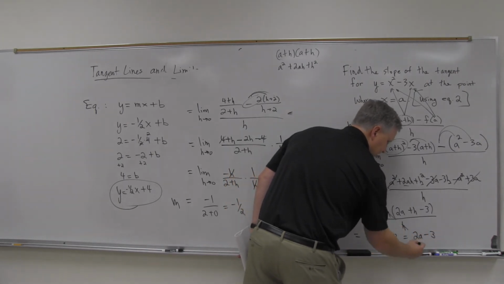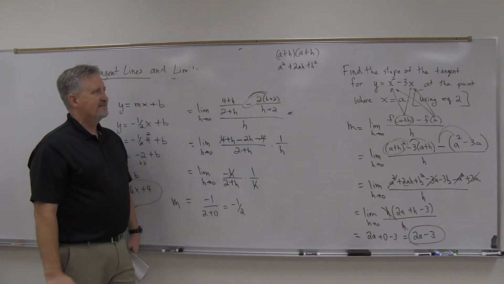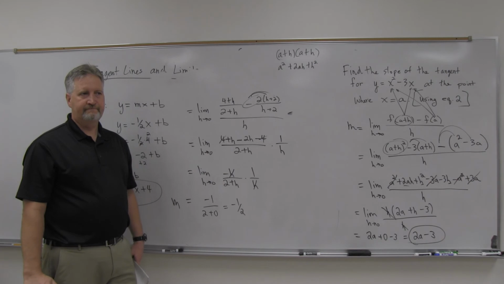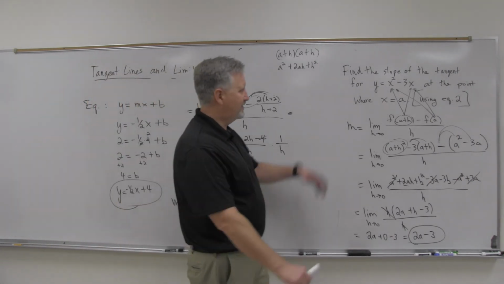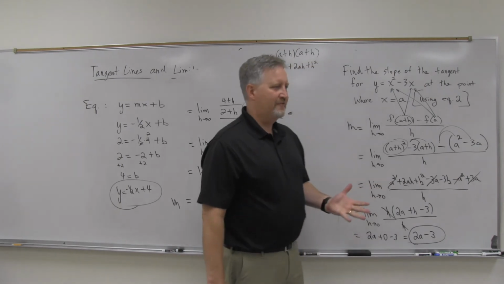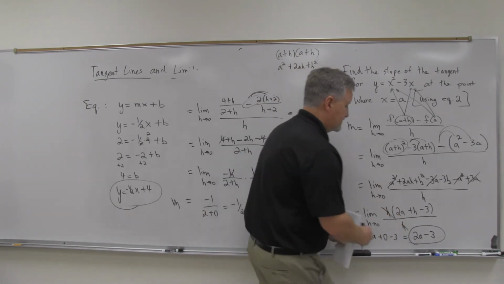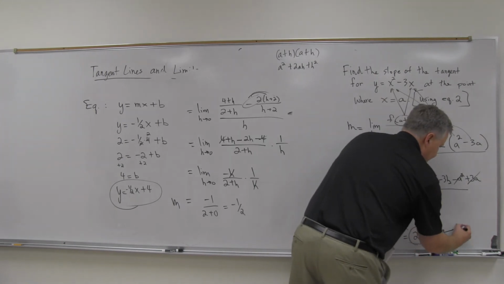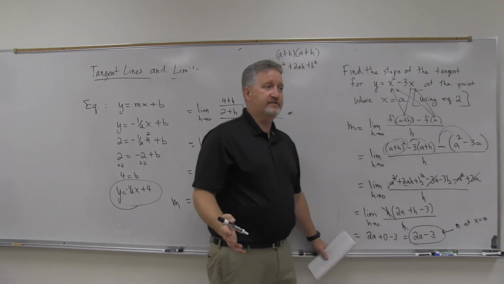It's 2a minus 3. Now the beauty of doing it this way is now we have a formula, if you will. So that gives me the slope of the tangent line at x equals a. For any x value, basically.